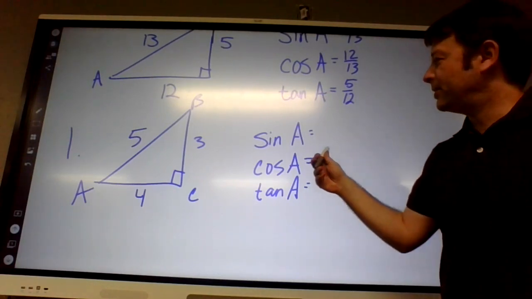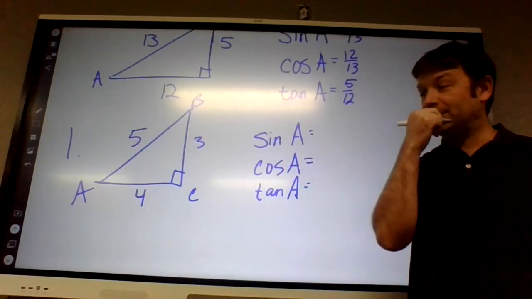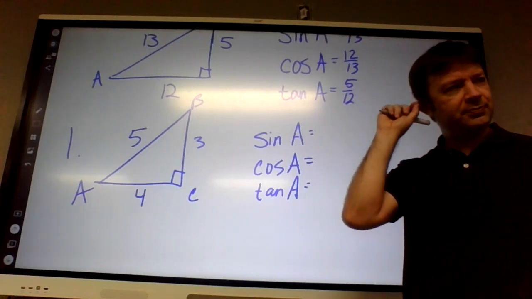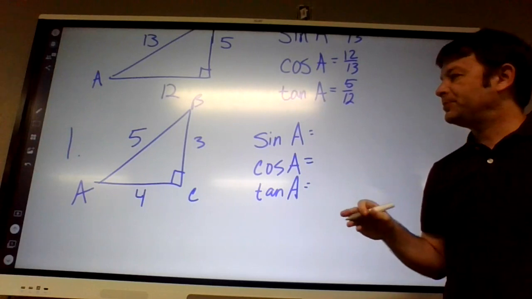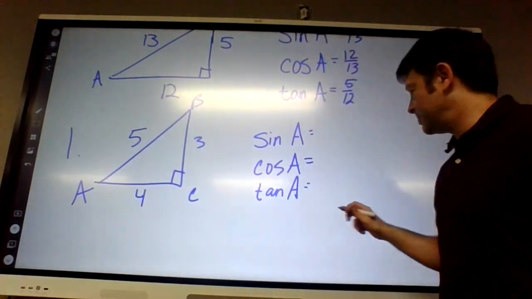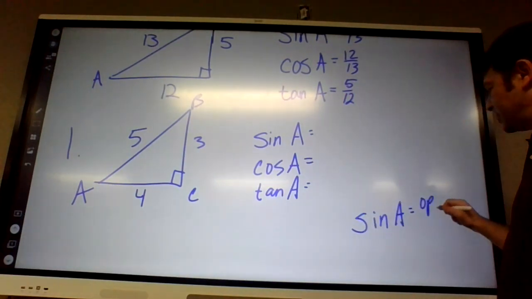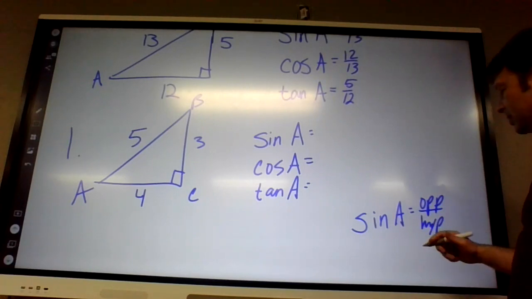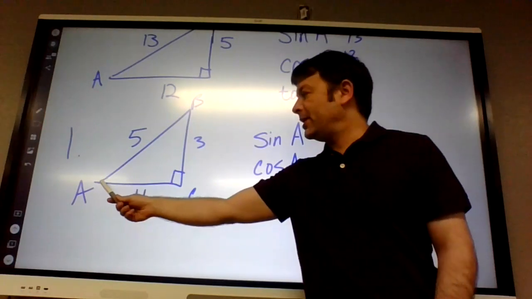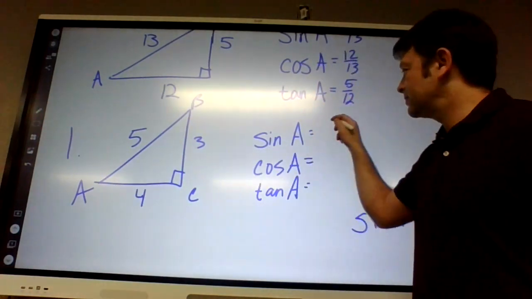Xander, what ratio does sine spit out? What are the sides called? Oh, opposite over hypotenuse. Hopefully, did you guys get that from your notes? Remember, earlier I wrote this up here. So, opposite of angle A is 3. Hypotenuse to A is 5.